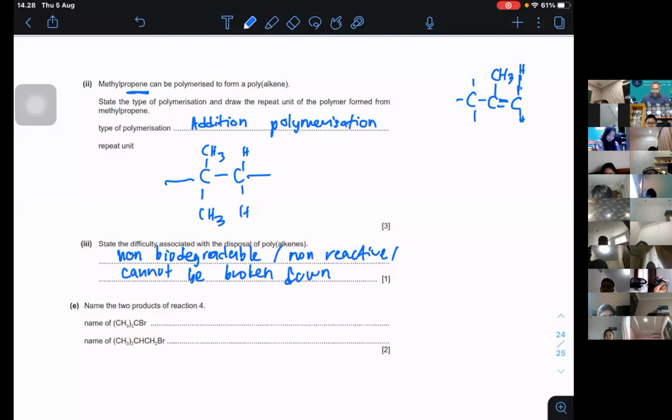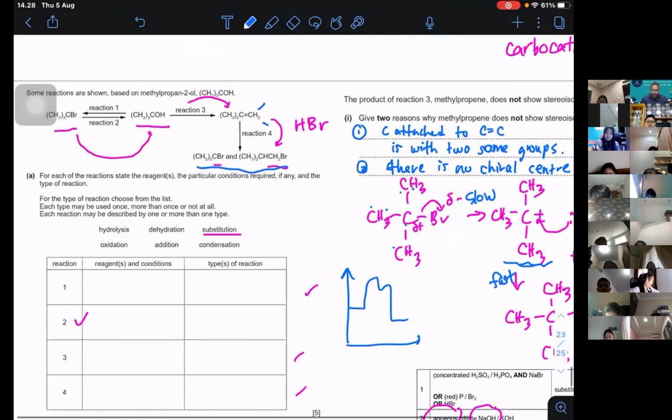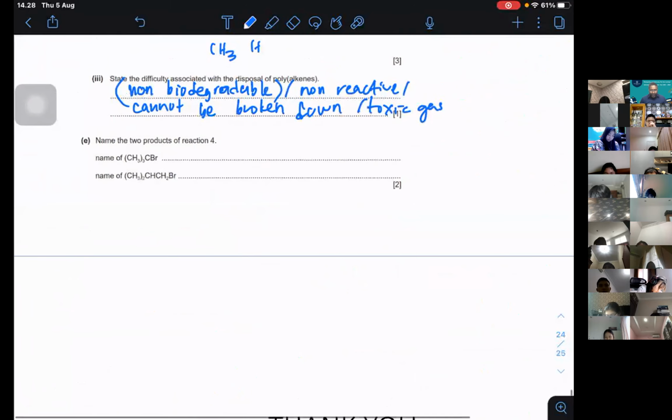Or if you want to burn them, they release toxic gases. You can just mention whatever you want over there, but I think the main answer should be non-biodegradable. Now, name the two products of reaction 4 is an extension to that question, the naming part. Let's actually name them. It's quite easy to name.